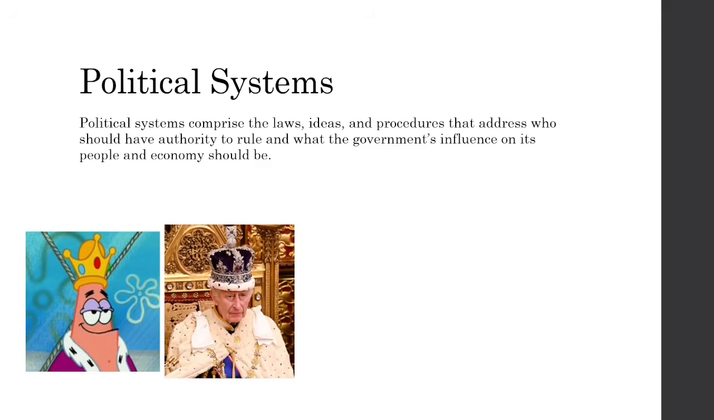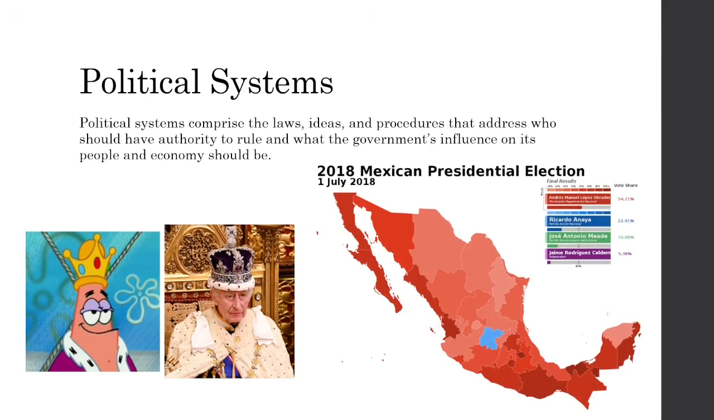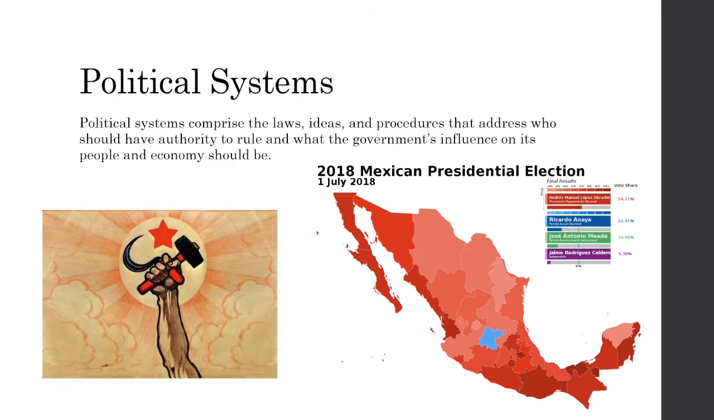So, in the United Kingdom, there is a king. King Charlie is the king of the United Kingdom. So, their political system has what's called a monarchy. And then in Mexico, their political system has presidential elections. They have a president. And then the people can elect a president through an electoral system. Here I have the results if you're interested. And then China has a very communist political system.